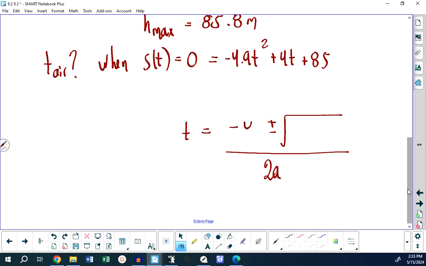Negative b would be negative 4. I'm not even going to write it down. You guys know the quadratic formula. Negative b should be negative 4 plus or minus the square root of the discriminant all over 2a. 2a is negative 9.8. And you have to calculate for me b squared minus 4ac. 1682. Bang on.